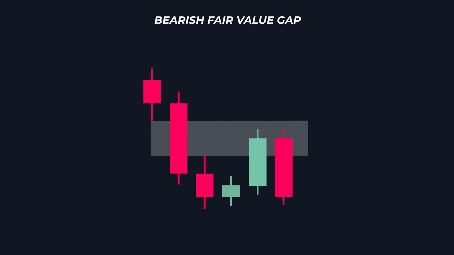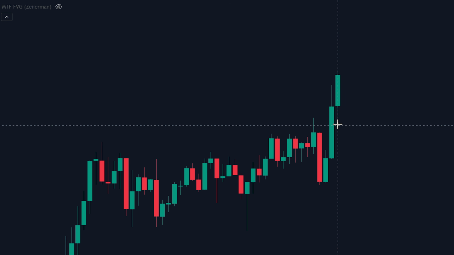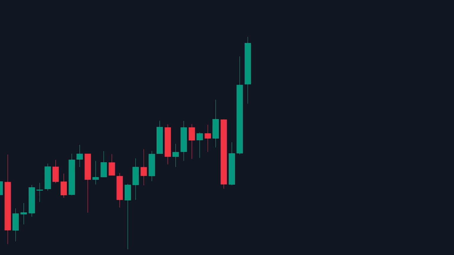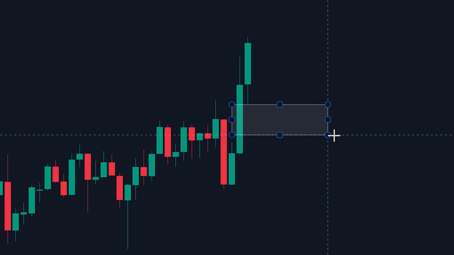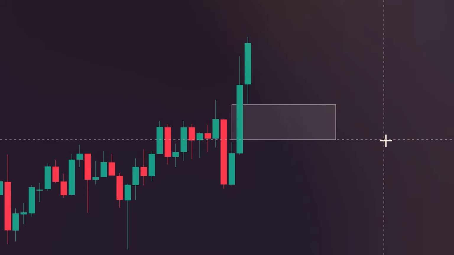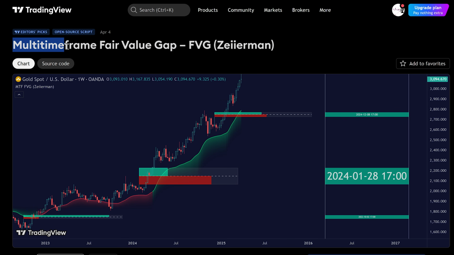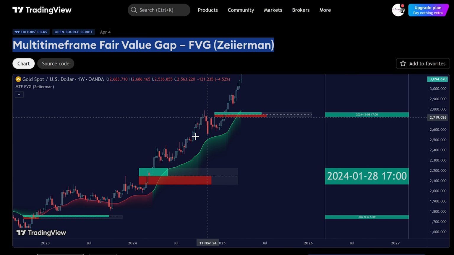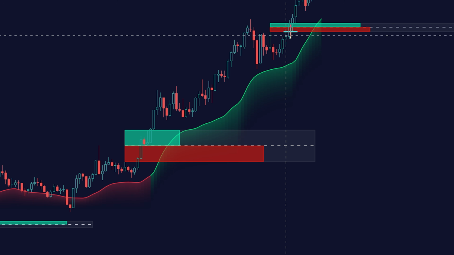Now usually, to spot these gaps, you would have to check the candles yourself and draw the gap manually. For example, right here on the chart, I can see a gap and I can draw it out manually. But this takes time, and sometimes we miss them. That's why this multi-timeframe fair value gap indicator is so useful. The multi-timeframe fair value gap indicator finds and draws all these gaps automatically.